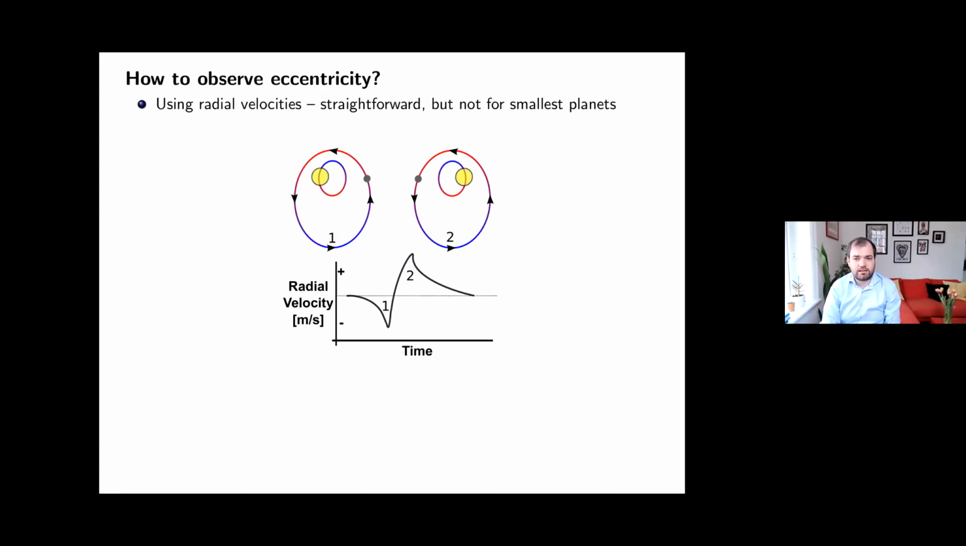Now, unfortunately, if you go to very small planets, then the amplitude of the RV signal here is just very small. And it becomes very hard to find these planets with RVs in the first place. And measuring the eccentricities is even harder. So the most obvious way forward here will be to use transits instead.